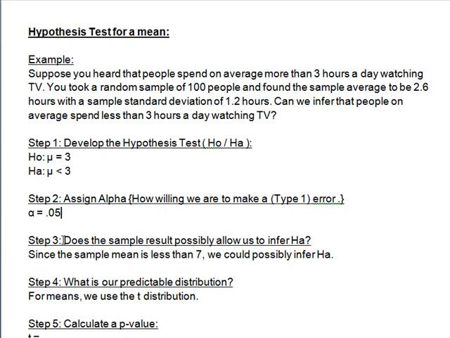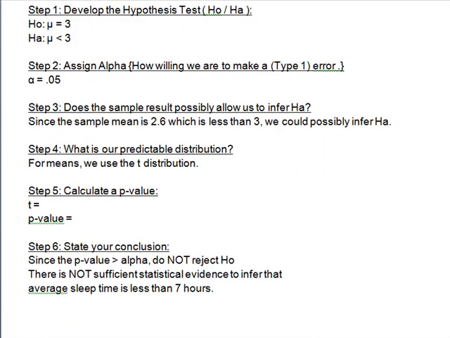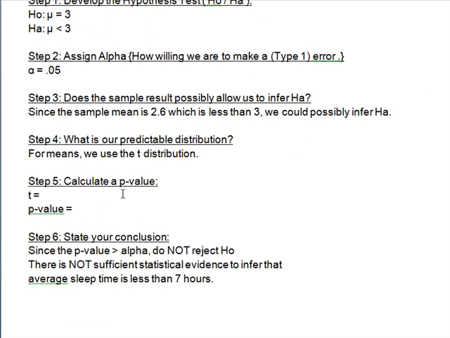Now, step 3 is, does the sample result possibly allow us to infer HA? And the sample mean is 2.6, which is less than 3. So we could possibly infer the alternative. So we're good. Now step 4 is what's our predictable distribution. And for sample means we use the t-distribution. Okay. Step 5 is we need to calculate a p-value.